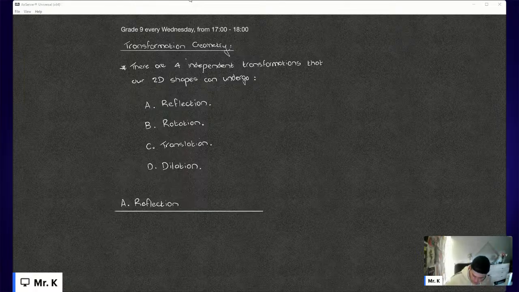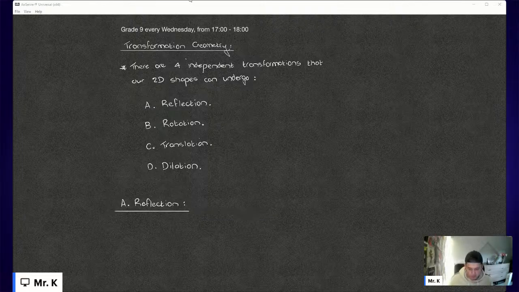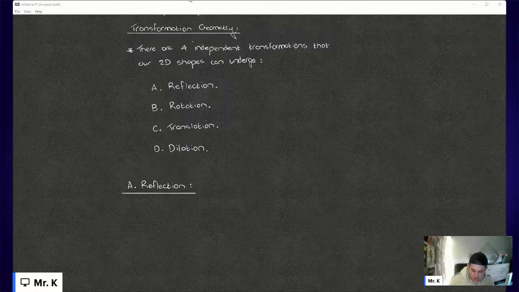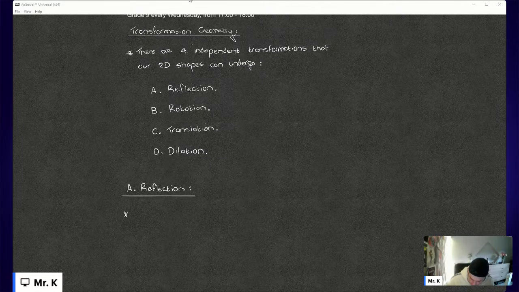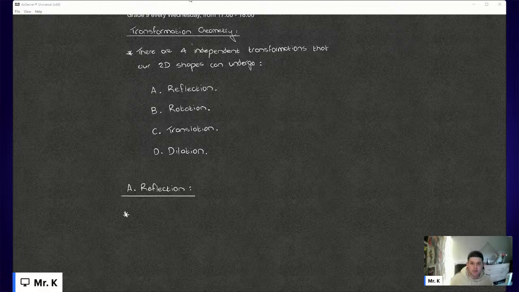Okay, please keep in mind we are only working with 2D shapes for the time being. So I would suggest you guys quickly write this down, and I'm going to start writing some notes for you under reflection. Then we'll discuss it and take a look at an example.